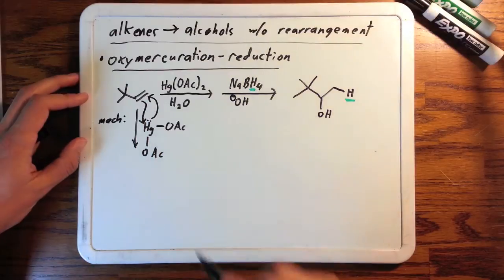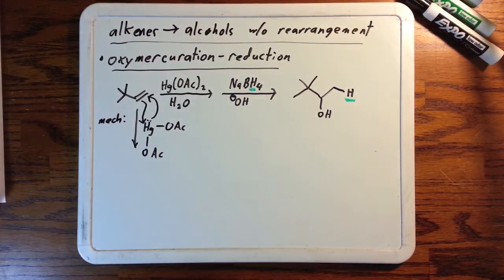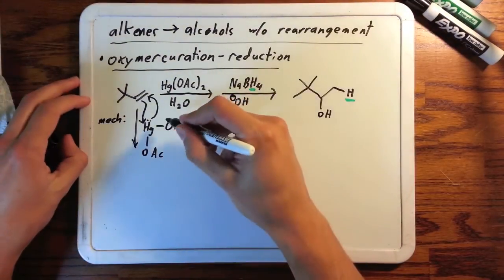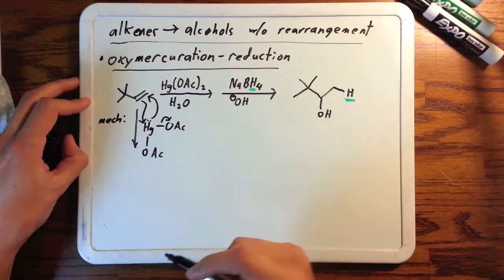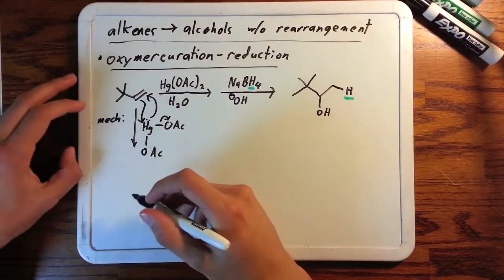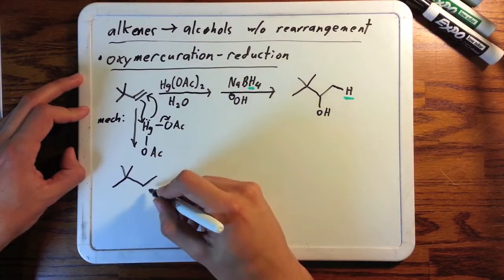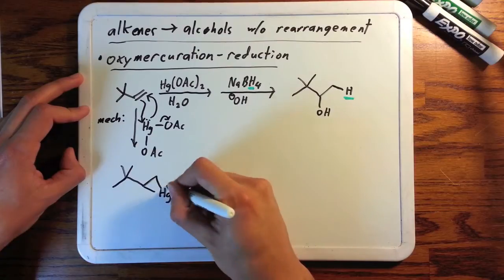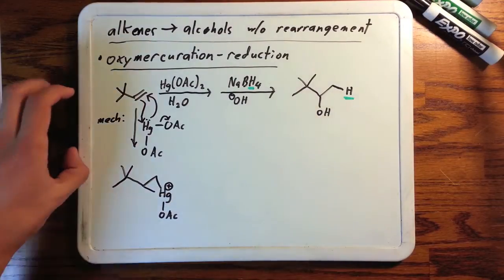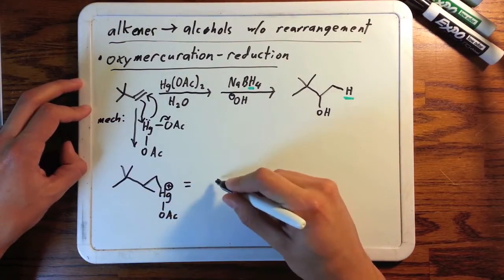The mercury accepts the 2 pi electrons from the bond. At the same time, it donates 2 of its own electrons back to the newly empty p orbital. When this happens, 1 acetate group leaves. The result of this addition is what's called a mercurinium ion. Essentially, it's a mercury added across that double bond, with 1 acetate still attached.